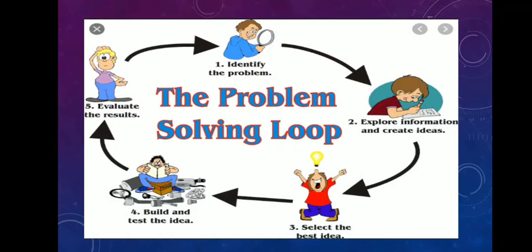Students, today we will discuss the problem solving loop again. That means we have to understand the process involved in this loop. First of all, we have to identify the problem. Then we have to explore the information and create ideas. Select the best idea out of it and build and test that idea. We have to check whether we can go with that idea or not. And last is to evaluate the result. Here we can involve one more step, that is to verify our solution, which we have learnt well in the last video.